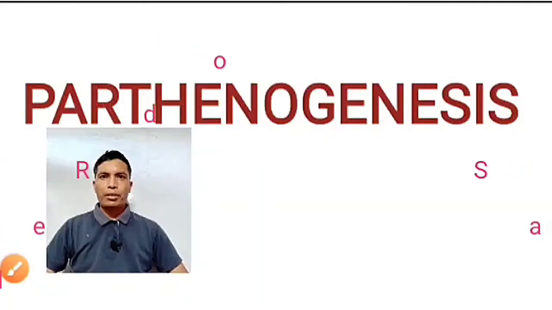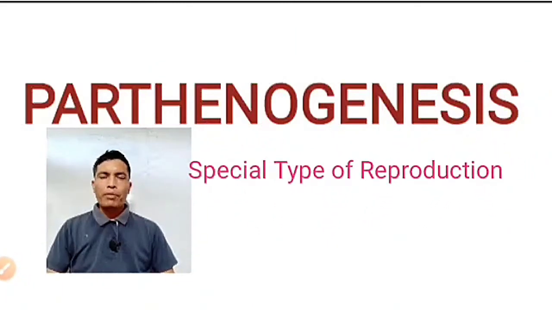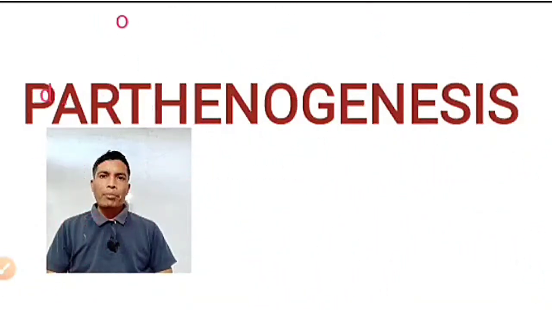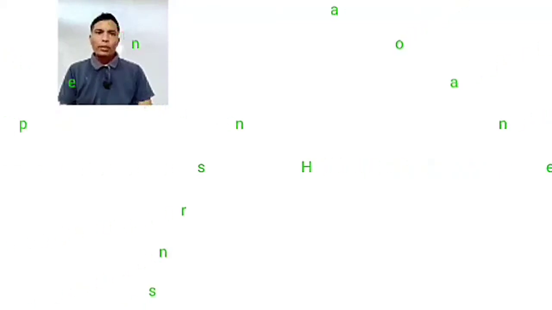Now, parthenogenesis. It is a special type of reproduction in which the female gamete directly develops into a new individual. Parthenogenesis occurs in honeybee. All the individuals produced by parthenogenesis are haploid because they are directly developed from the haploid female gametes. Understood? In honeybee, both fertilization as well as parthenogenesis occur.